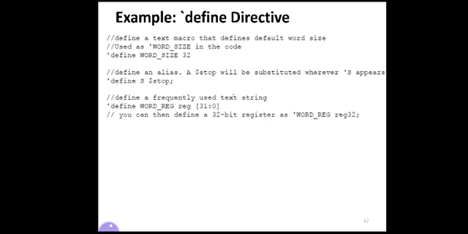So the first example is `define word size 32. The second example is to define an alias. A $stop will be substituted whenever yes appears. Suppose you want to suspend your program many number of times, say some 20 times in your program. Instead of writing the system task $stop every time, replace that with some text. In this case it is yes.